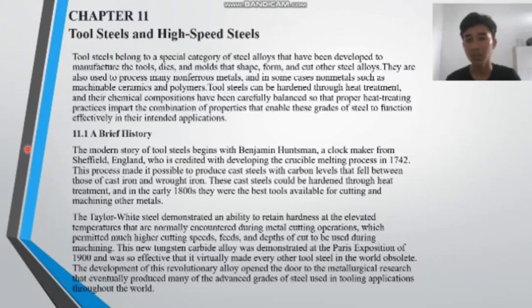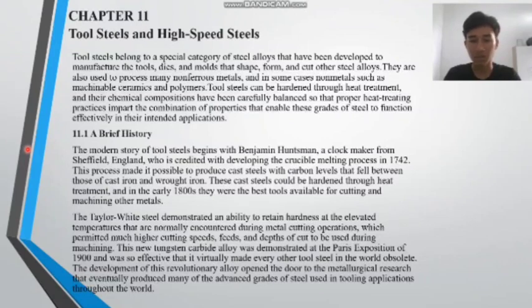11.1 A brief history. The modern story of tool steels began with Benjamin Huntsman, a clockmaker from Sheffield, England, who is credited with developing the crucible melting process in 1742. This process made it possible to produce cast steels with carbon levels that fell between those of cast iron and wrought iron. These cast steels could be hardened through heat treatment, and in the early 1800s they were the best tools available for cutting and machining other metals. The Taylor-White steel demonstrated an ability to retain hardness at the elevated temperatures that are normally encountered during metal cutting operations, which permitted much higher cutting speeds, feeds, and depths of cut to be used during machining.